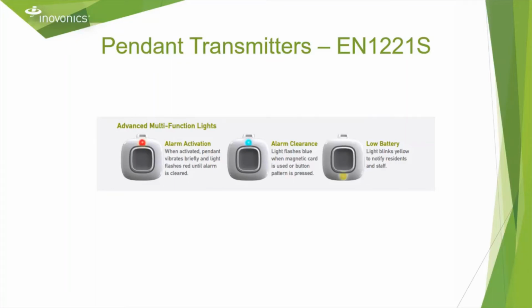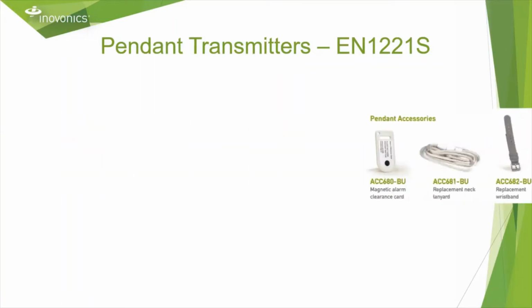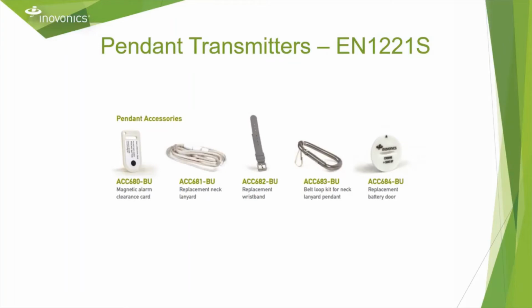A red LED indicates an alarm activation, whereas a blue is an alarm clearance, and a yellow indicates a low battery. We offer several different accessories, such as an alarm clearance card, replacement neck lanyards, wristbands, belt loop clips, and replacement battery doors.